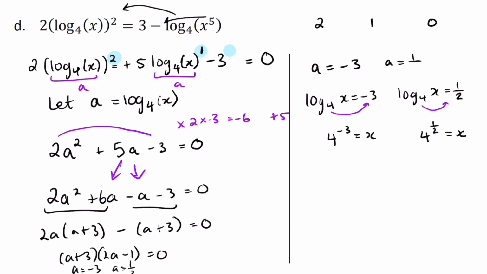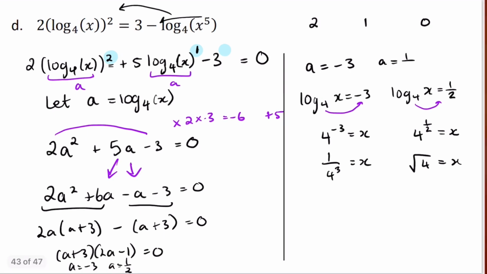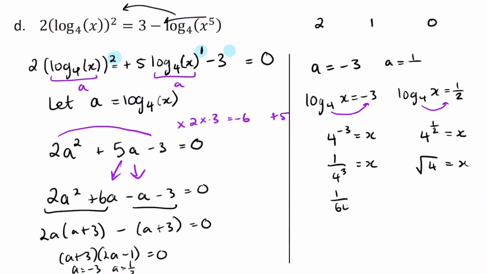So first of all, the negative means the 4 needs to come to the bottom. So it's 1 on 4 to the power of 3 is equal to x, and then the half is just a square root. So just for simplicity's sake, I'll write it as a square root. 1 on 4 cubed is 1 on 64. So that's the first one, and then x is equal to 2.